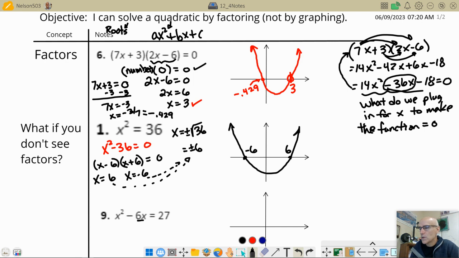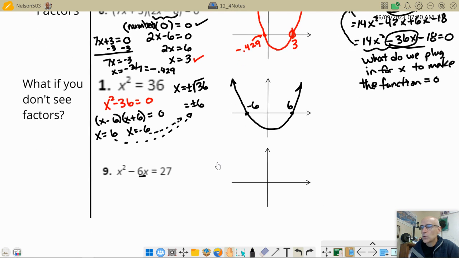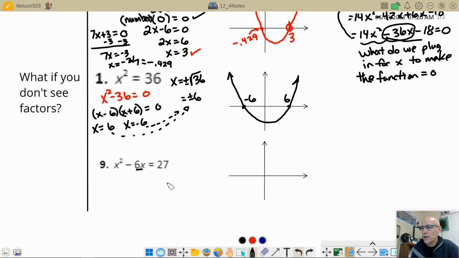So let's do this. Put the video on pause. You try this process right now. And I want to tell you the first step is you've got to move the 27 to the left side of the equation. So I'm going to move the 27 over by subtraction. I'm going to subtract 27 from both sides. These are not like terms, so the best you can do is x squared minus 6x minus 27. You try to factor this right now.